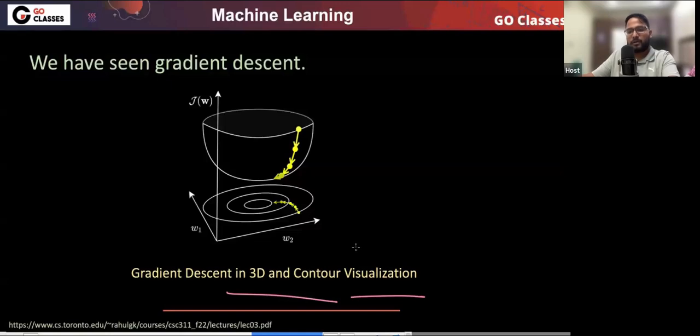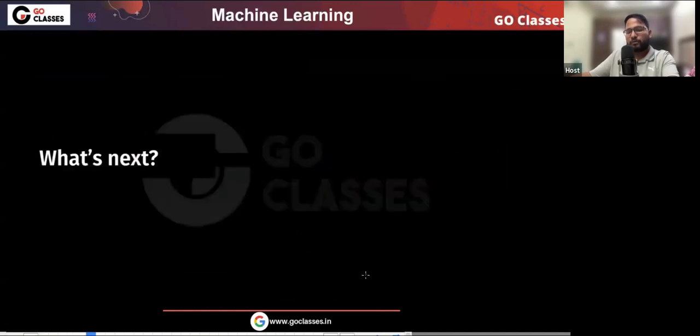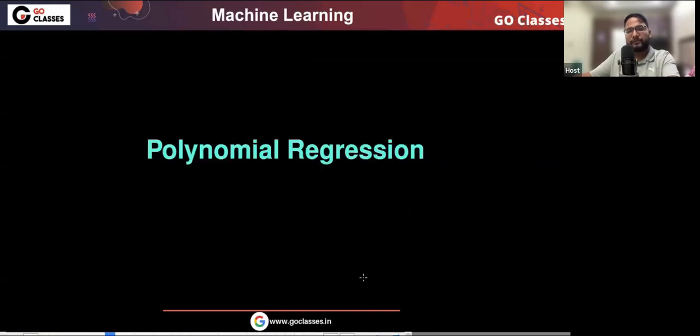Now let's start with today's topic, which is polynomial regression. Great. This is gradient descent in 2D, this in 3D, this in 3D plus contour visualization. So let's get started with polynomial regression. So what's next? Next is polynomial regression, right?